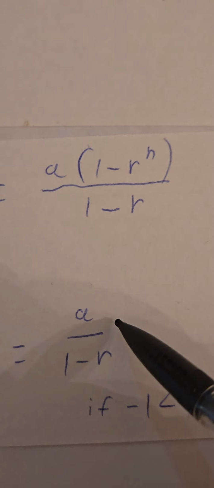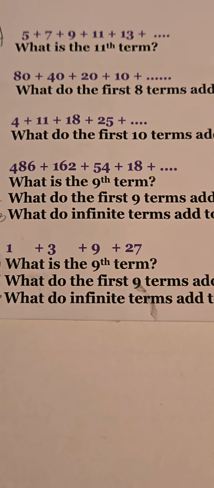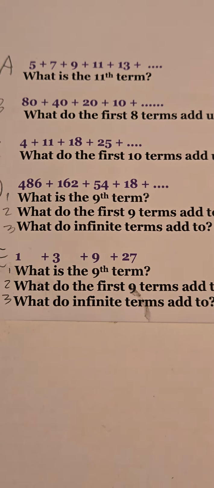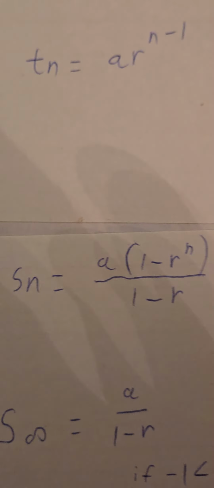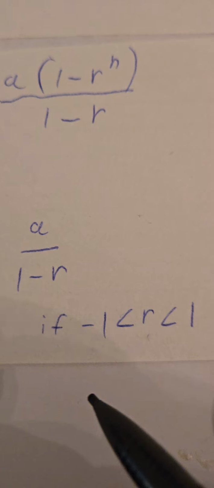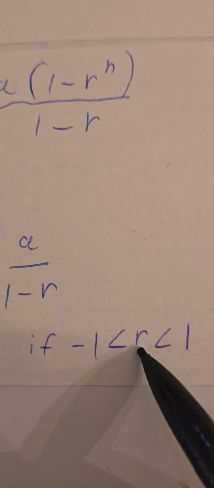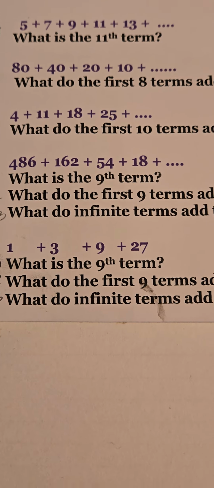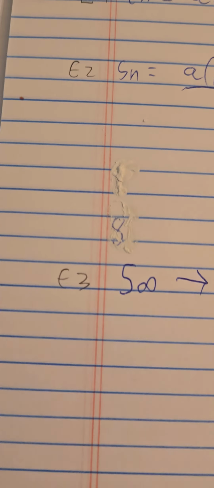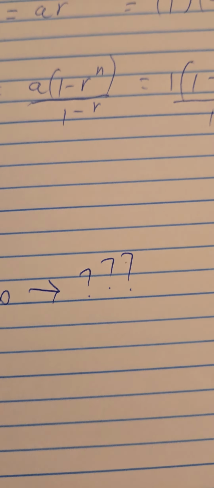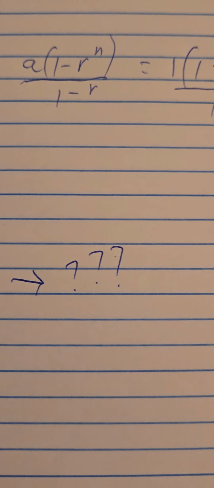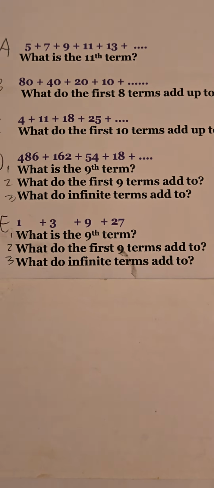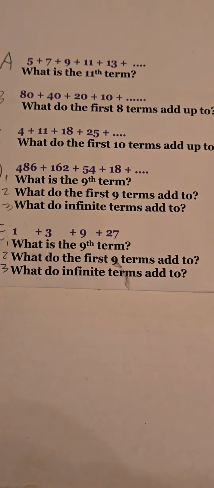And E3, what do infinite terms add to? If I'm impulsive, I'm going to use this formula, but wait a minute. R is equal to 3. It will just get bigger and bigger and bigger. This formula is only true if minus 1 is less than R and R is less than 1. Here R is 3. That formula doesn't work. I wrote S infinity equals question mark, question mark, question mark. So E3 cannot be done. Or you can argue it's infinity.